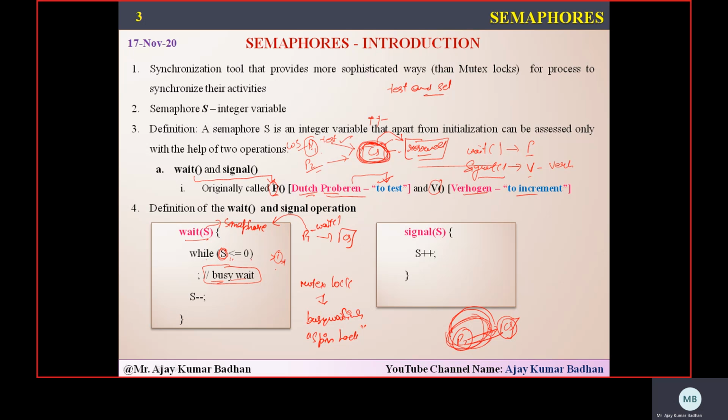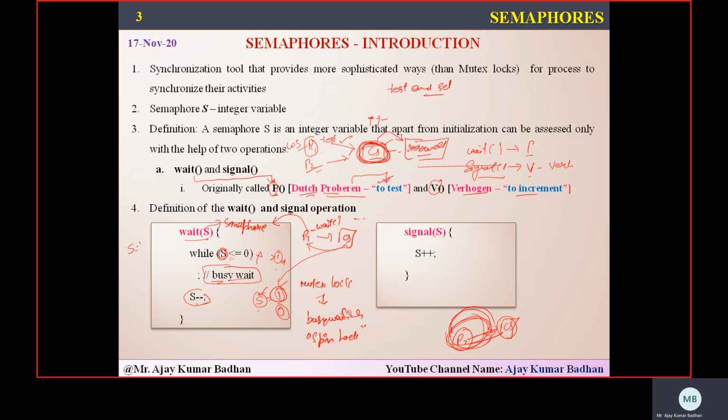Now, in case that particular critical section is available, this condition fails, so we simply do S minus minus. As I told you, this critical section is allocated to P1, then P1 will be decrementing it so that no one else can try to access it. So definitely the value of S will be either 1 or 0. If it is 1, it indicates that this semaphore, meaning the critical section, is available, and anyone can try to access it. If the value becomes 0, that critical section cannot be accessed by any other process because it is already being used, it is busy. So whenever this is available, we will decrement it.